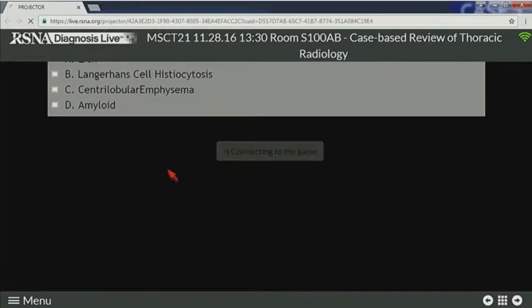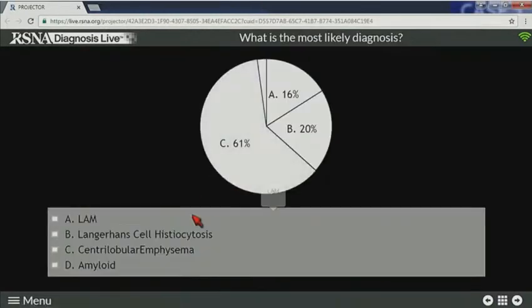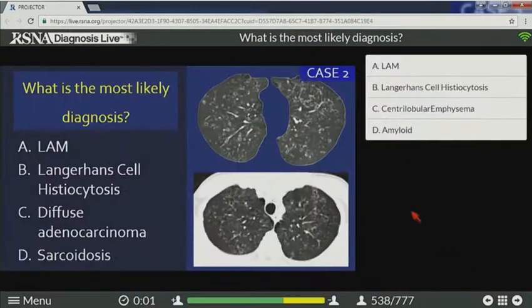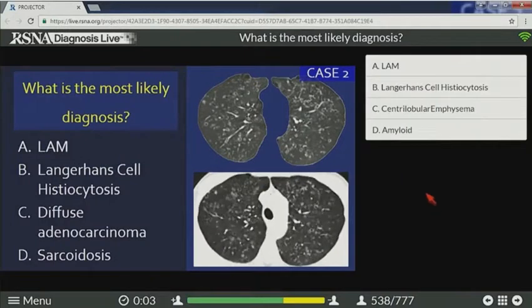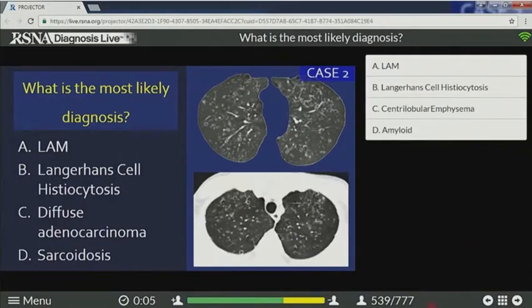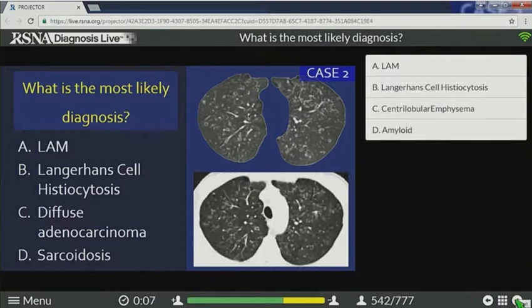Okay, so slowly pulling up. Okay, so we have LAM, lymphangioleiomyomatosis. We have Langerhans cell histiocytosis. We have centrilobular emphysema or amyloid. And I don't know if the voting, let me see if I can pull up the voting again. Okay, so vote on this now. Oh wow, I think we have a significant number who already voted on it. Let's see what they said.